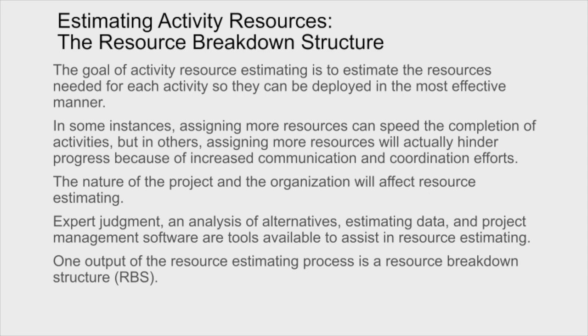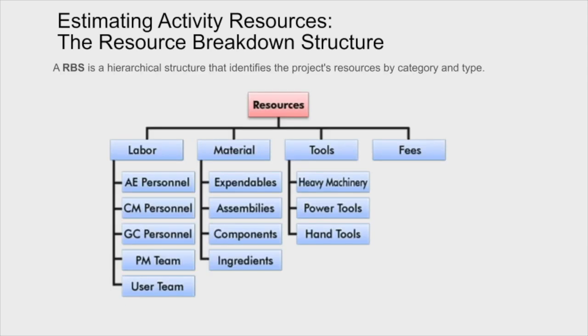So the nature of the project and the organization itself is certainly going to affect the amount of resources. We use things like expert judgment, analysis of alternatives, estimating data, and project management software such as MS Project in order to help figure out what we need in terms of resources for each activity. So one output of the resource estimating process is the resource breakdown structure, and you'll find this in project management software. And effectively, if you look at it, it's just a simple diagram that looks at resources and breaks them down into fundamental components.